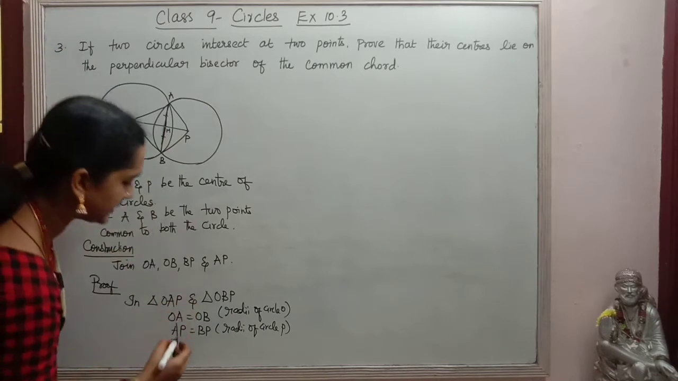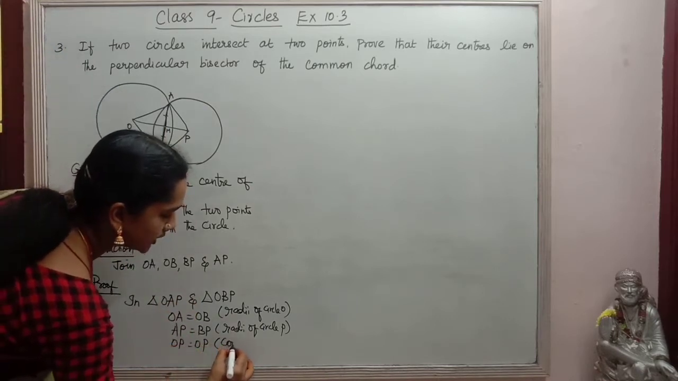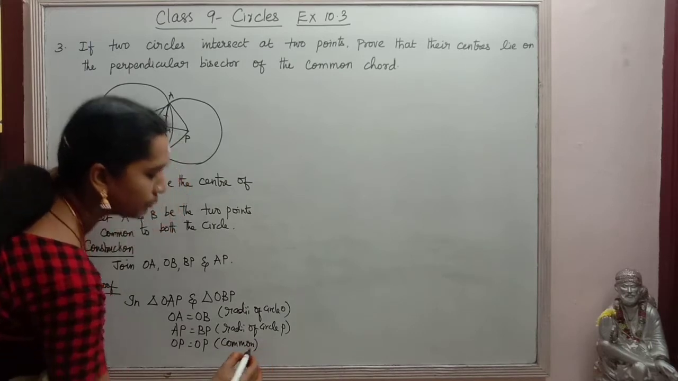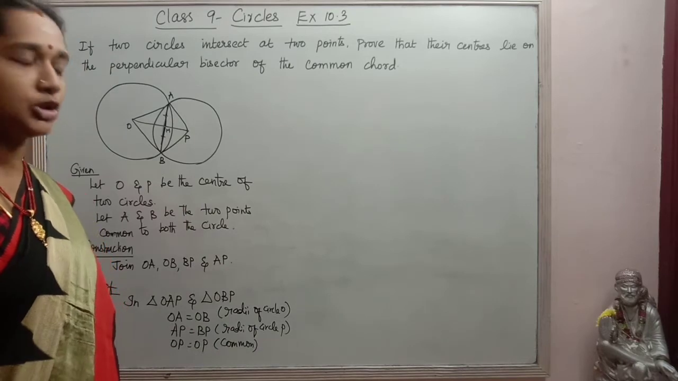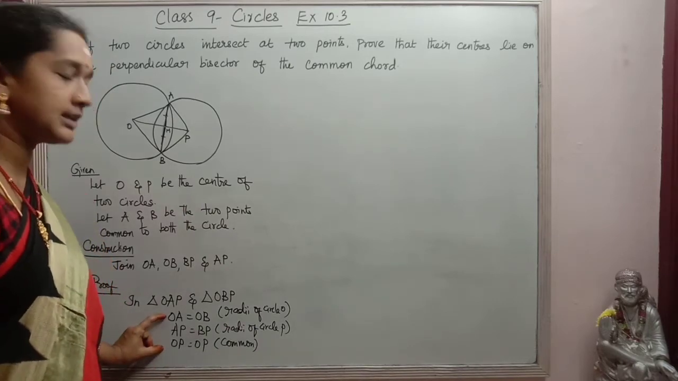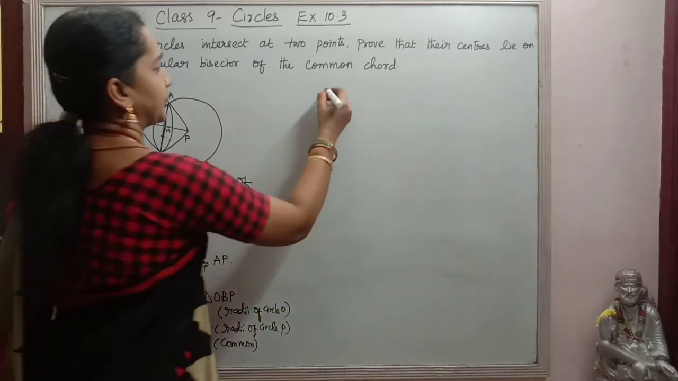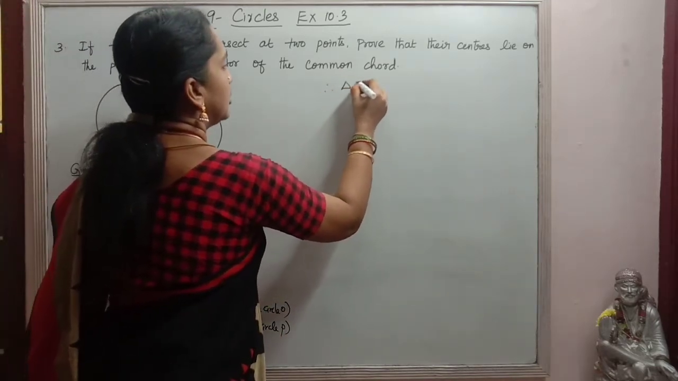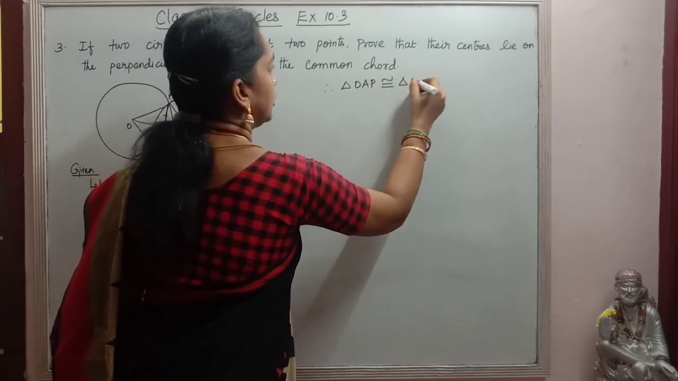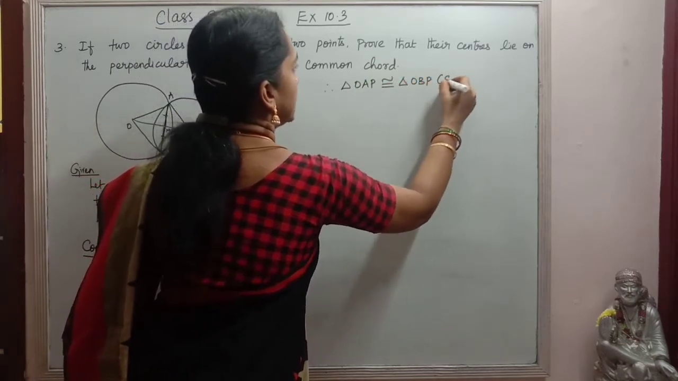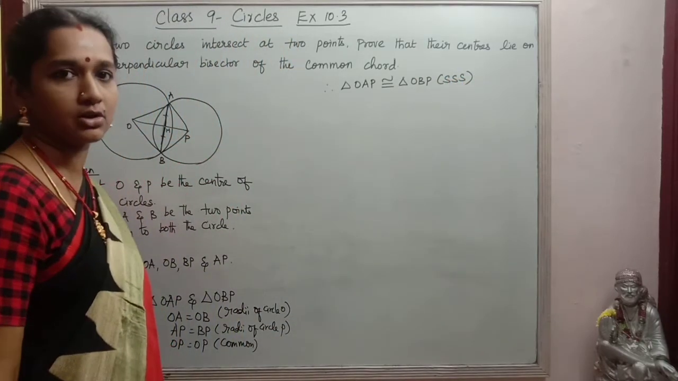Then OP is equal to OP, common. This is common to both the triangles. So by SSS congruency, both the triangles are congruent. Therefore, triangle OAP is congruent to triangle OBP by SSS congruence.